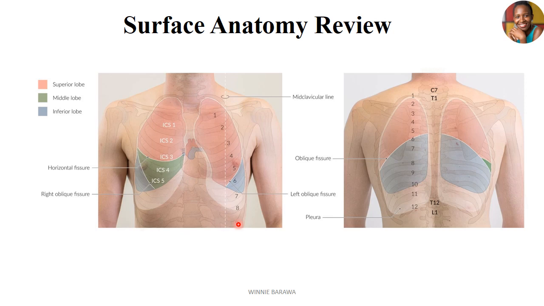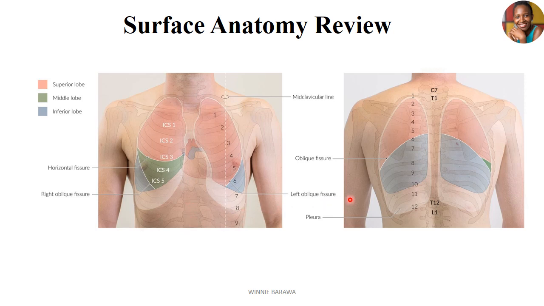The last important marking you need to know on the anterior side is the mid-clavicular line. The mid-clavicular line will help us in identifying key points for the different techniques we'll be using for the assessment of the respiratory system. Also at the midline, which divides the body into two equal parts, is important when it comes to location and techniques of assessing the respiratory system.